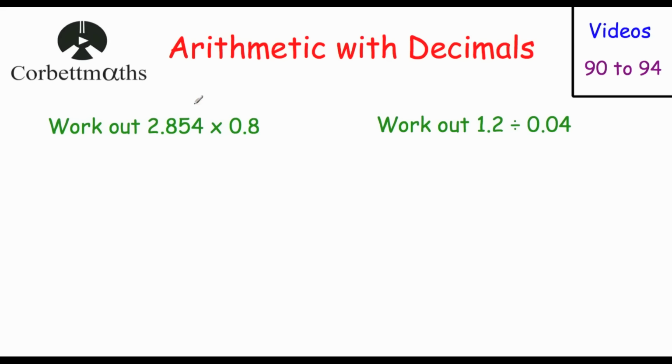Alternatively, you could multiply this number by 1,000 to get 2,854, and you can multiply this number by 10 to get 8, and then with your final answer you divide it by 1,000 and divide it by 10, and then that would give you your answer as well.